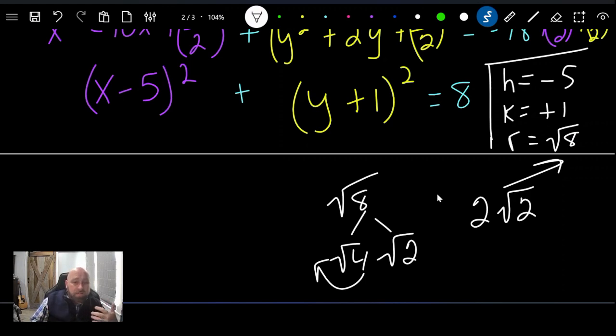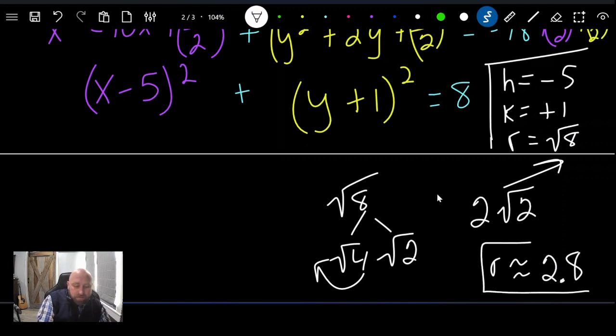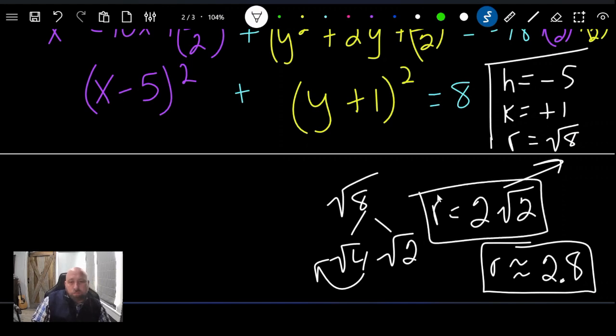We can also take our calculator and find out that our r is approximately equal to, as a decimal, 2.8. So this is an approximate equals, and this would be our r is equal to 2 square root of 2. Now, a lot of times students put r equals 8. It does not.